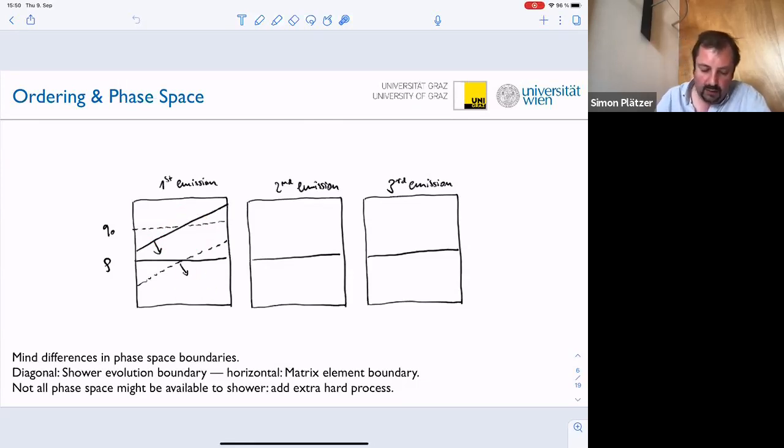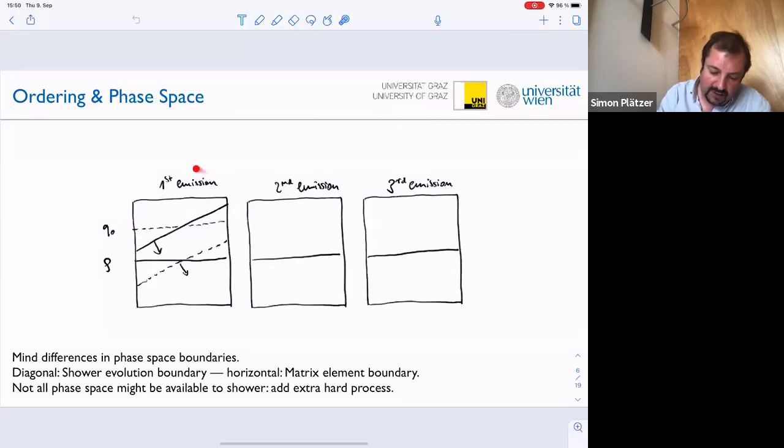And now you already see one feature which we've not been discussing in great detail when we were talking about interpreting the hard matrix element as a parton shower configuration. There might be phase space which is accessible to the matrix element, but not accessible to the parton shower. And so these we would then in the merging process need to add as a separate additional hard process, since these would not have been able to be produced by the parton shower at all. And this is also a very important detail when we later come to discuss unitarized merging. So that's my illustration of what's going on.